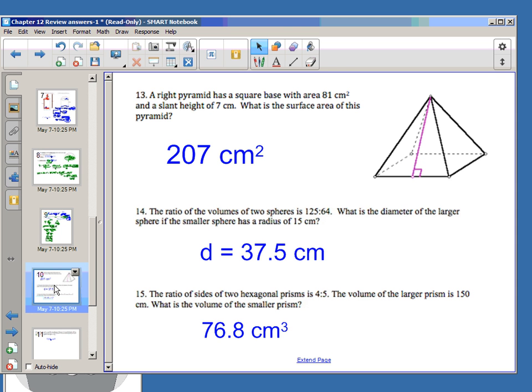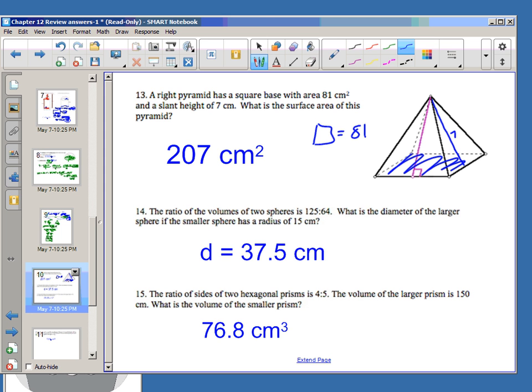They all have to do with, well, 13 has to do with surface area again. It says the right pyramid has a square base with an area of 81. So far we know that the base area is 81. And the slant height means the slanted part right here of the triangle is 7. So my triangle has a height of 7. If the area of the square is 81, that means each side has to be 9 and 9. So that means the base of my triangle is 9.